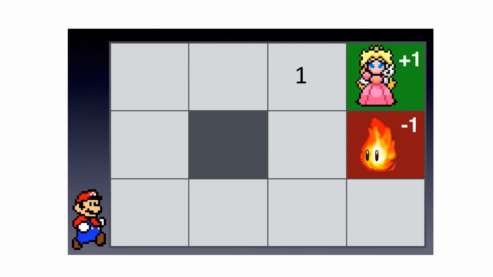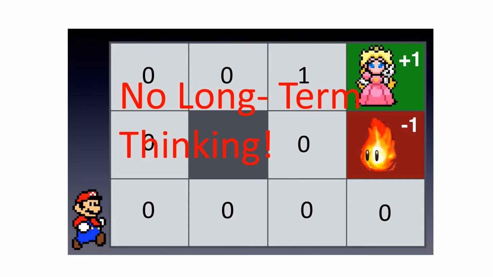Now, let's see the rest of the Q values. Dang it! So, what did our program do wrong? Well, our program doesn't think long term. It only thinks of the reward it receives after one action. Since our program doesn't have any long-term thinking, let's add some.